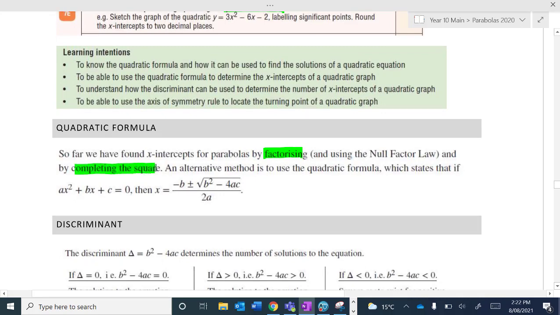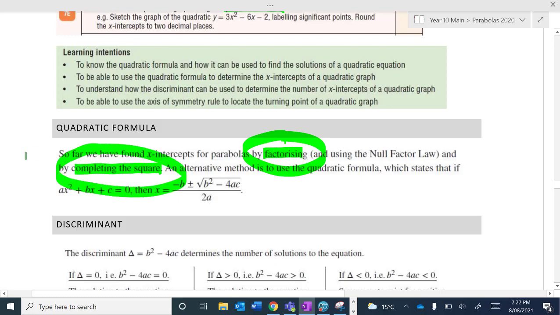Okay. Now, an alternate method for sketching is also using the quadratic formula. For example, if we can't factorize, or if it's quite tricky to complete the square, then we can use the quadratic formula. Now, the quadratic formula is basically a shortcut to completing the square.